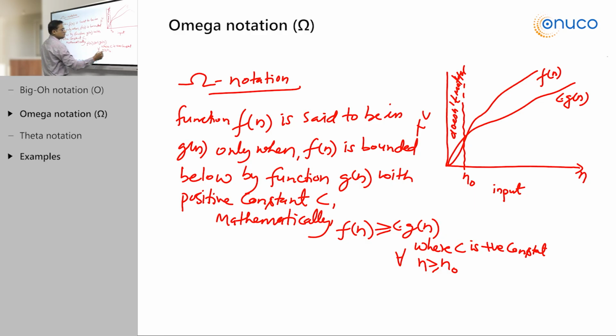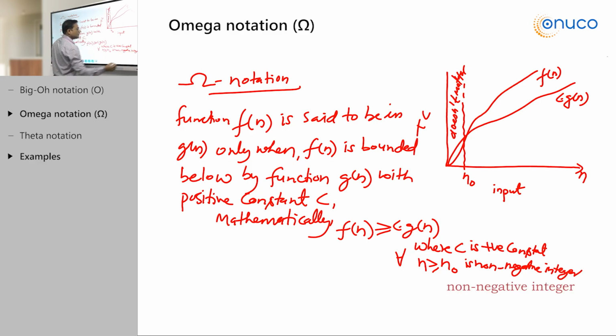And what is n naught? n naught is a non-negative integer. Why non-negative integer? I am repeating it again and again. Not positive integer. You'll be thinking, why not? I can write positive integer. No, when you are talking about non-negative integer, it includes 0 to positive integers. 0 is neither negative nor positive.